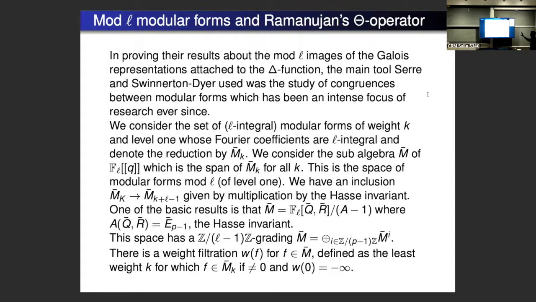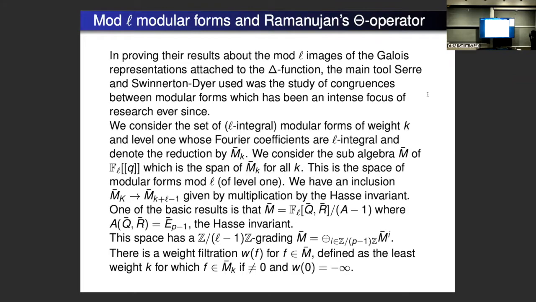Because you define the space of mod L modular forms just by choosing an integral basis of the space of modular forms of level 1 of weight k, and in terms of the Fourier expansion, the q-expansion, just reducing the space of characteristic 0 forms mod L, just reducing the Fourier coefficients mod L, right? So that's a mod L modular form. That's a kind of naive definition of what a mod L modular form is.